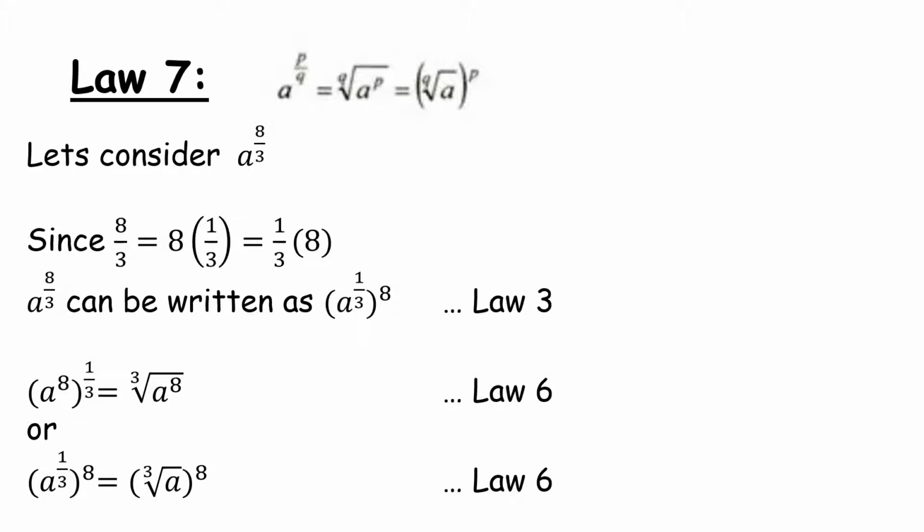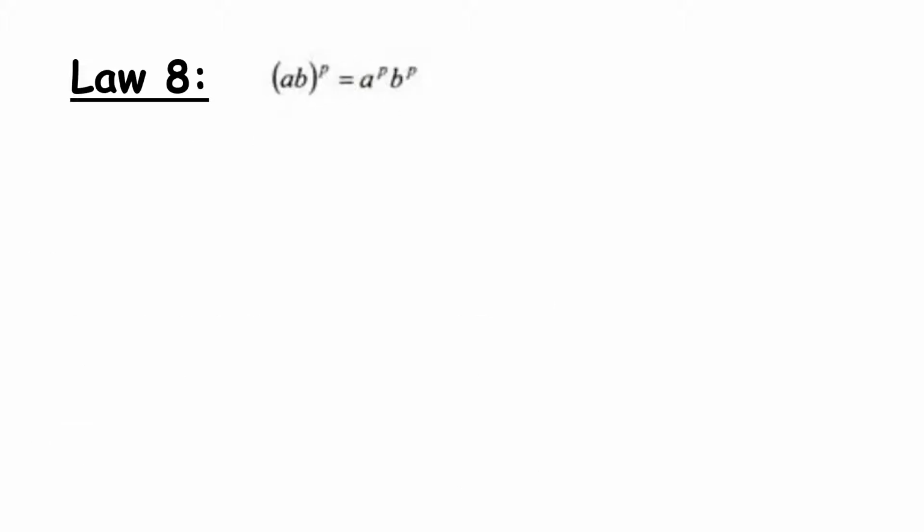to the power of 8, which then breaks it down to the cubed root of a to the power of 8. So we can see how both of these versions we can get to by using Law 6, and it just depends which we do first. And like I said, order does not matter. So therefore, a to the power of 8 over 3 is equal to either the cubed root of a to the power of 8 or the cubed root of a all to the power of 8.